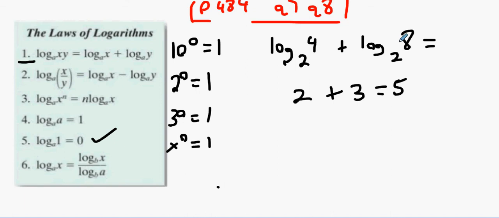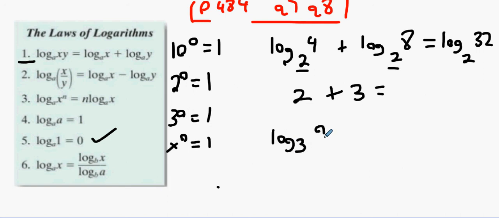Multiply 8 by 4 and what do you get? Log what? 32. How many 2's do you need to multiply by themselves to make 32? 5. So do you see the way that works? When you're adding logs of the same base, just multiply the numbers together and you get 32. I'll give you another one. Log 3 base 9 plus log 3 base 243. Can anybody tell me what the answer will be over this side?